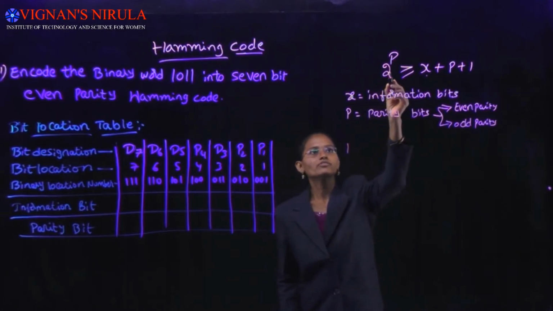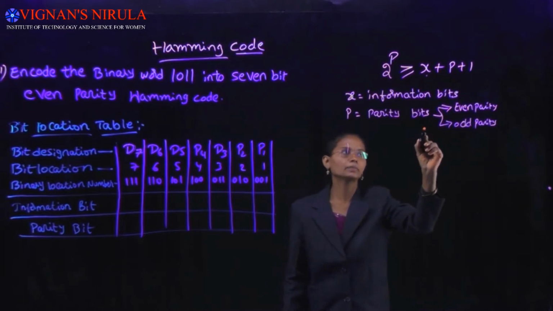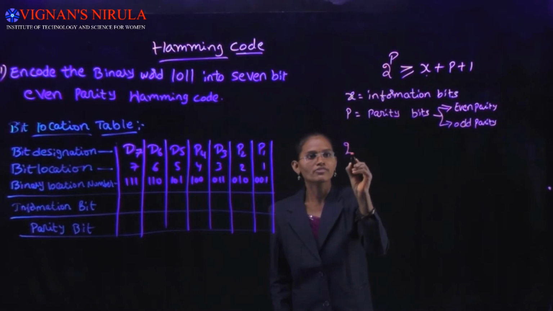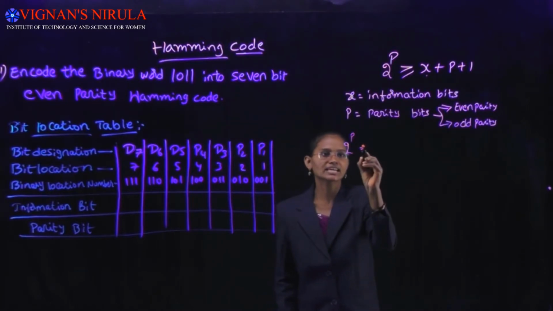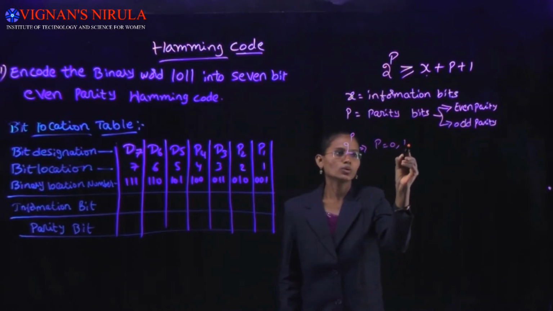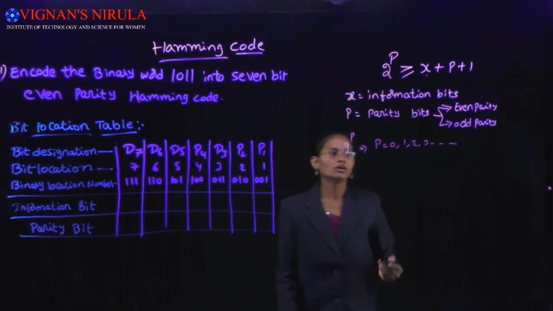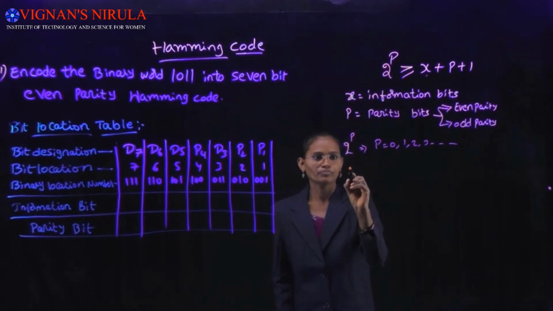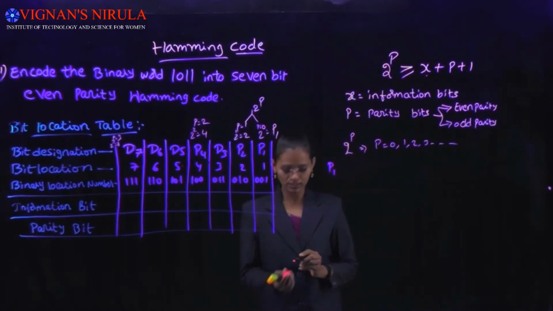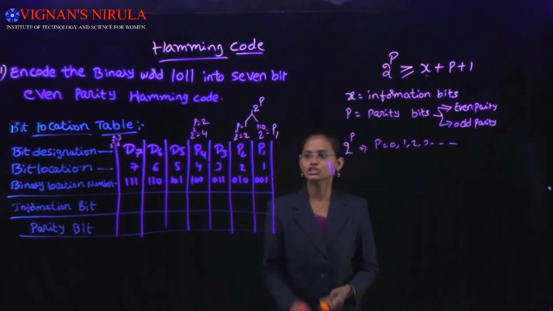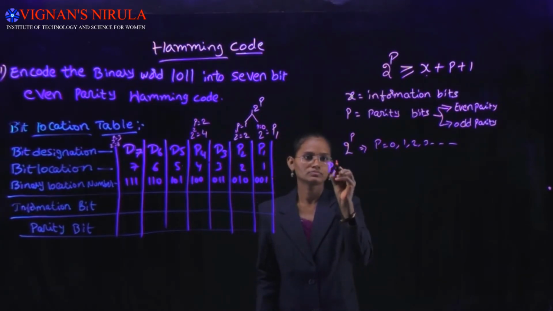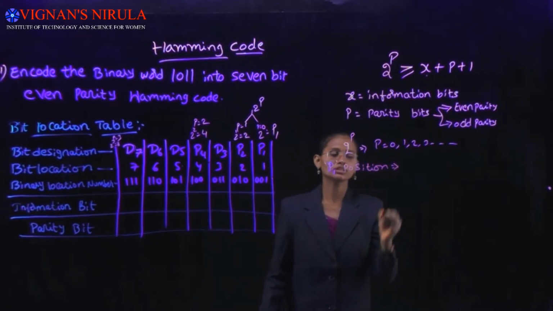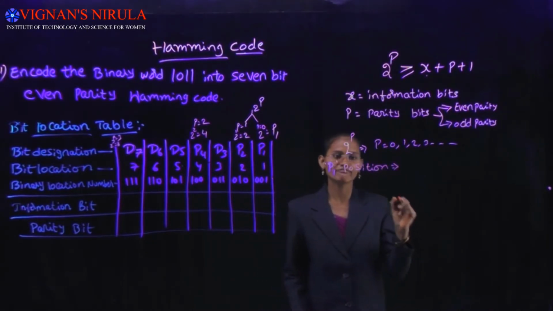Here 2 power of p, where p is the parity bits, either even parity or odd parity. Here p is considered 0, 1, 2, 3 and so on. The first p is considered 0. Next, the P1 position. In the P1 position, the ones are present in the first position.